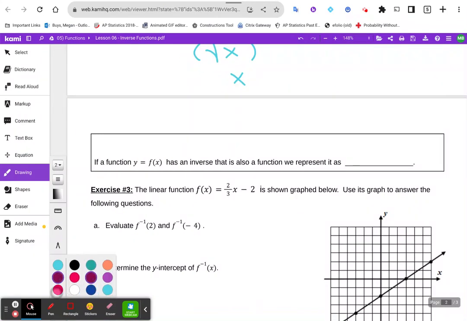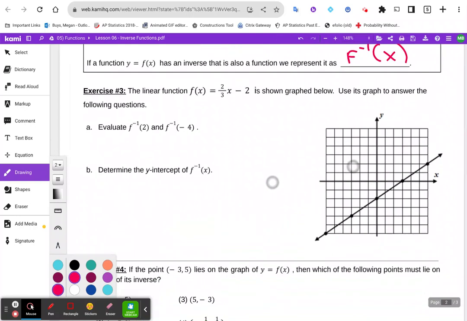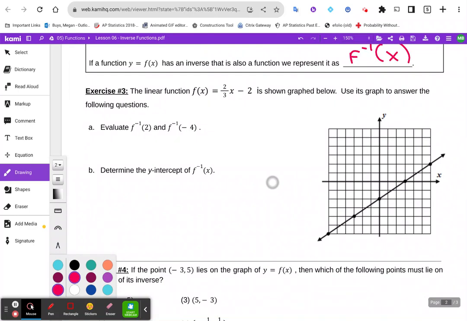Now, just some things that you should know always is that an inverse is represented by the notation of this little -1 in the exponent spot. Big things for you to know is that it's not an exponent. You're not raising something to the -1. Instead, it's just notation. So when I look at this line here, 2/3 x minus 2, like we saw here, we're definitely reflecting over the line y equals x.